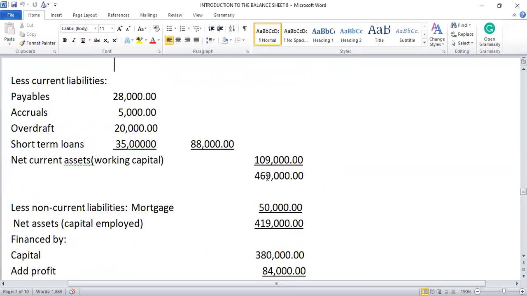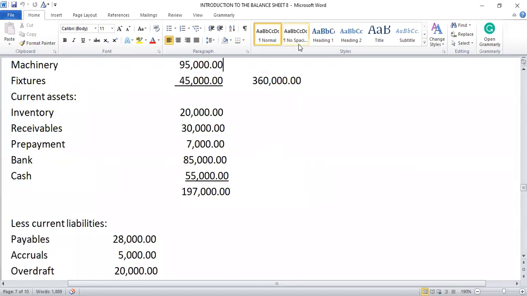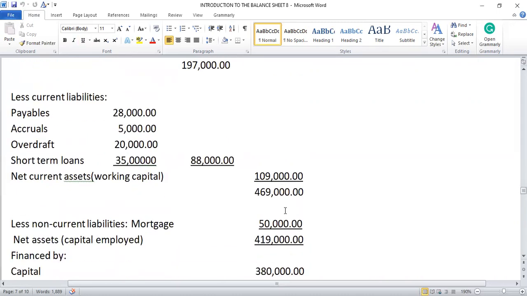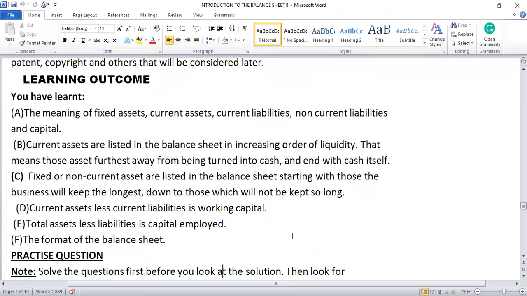The total assets, which is what? Fixed assets total plus the working capital. We arrive at this figure. This figure we also call capital employed. So far, that's what we've learned.